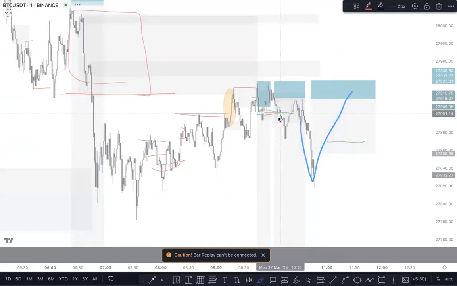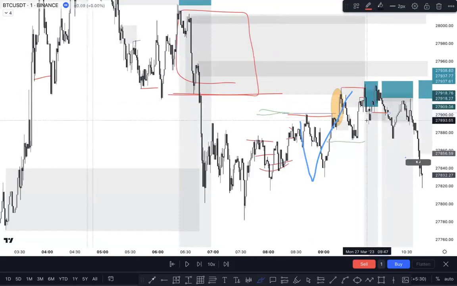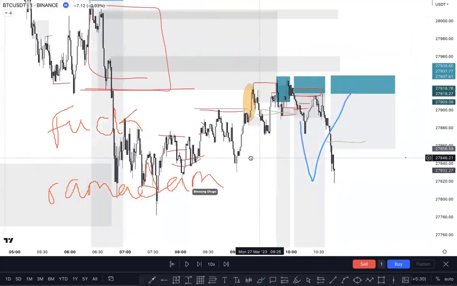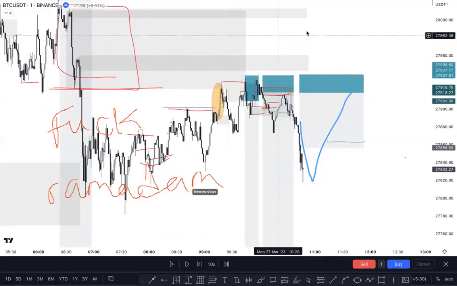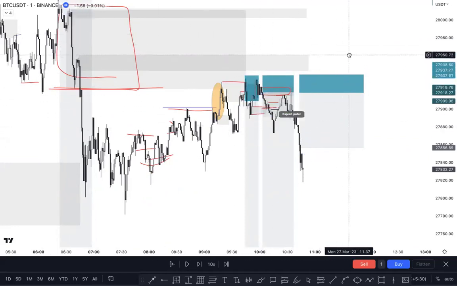I'm sorry. This demand converted to supply, and this is an inducement because price gives a reaction here. Unmitigated order block, tap here and fall. Right. But you don't need to catch all moves here, right?